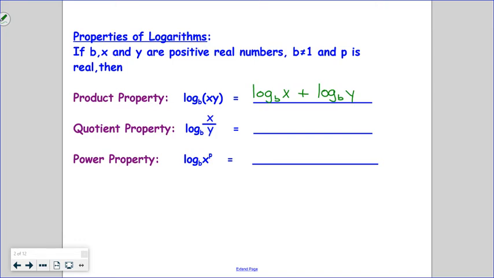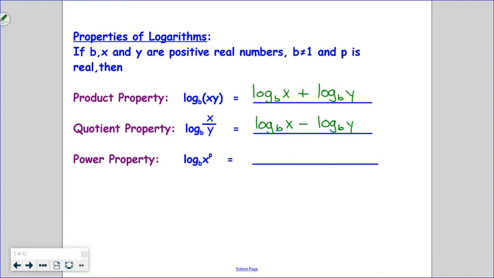The quotient property is very similar. Every term gets the log base b. The difference is from multiplication to division. When it comes from the denominator, it is subtraction. So to expand that one, it would look like log base b of x, which is in our numerator, minus log base b of y. The y came from our denominator.